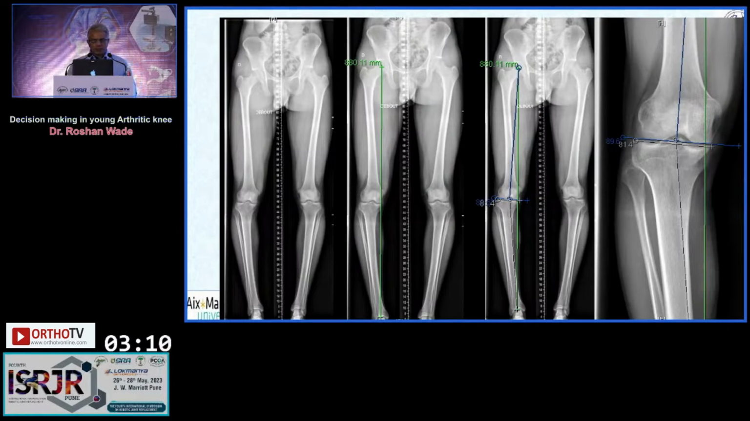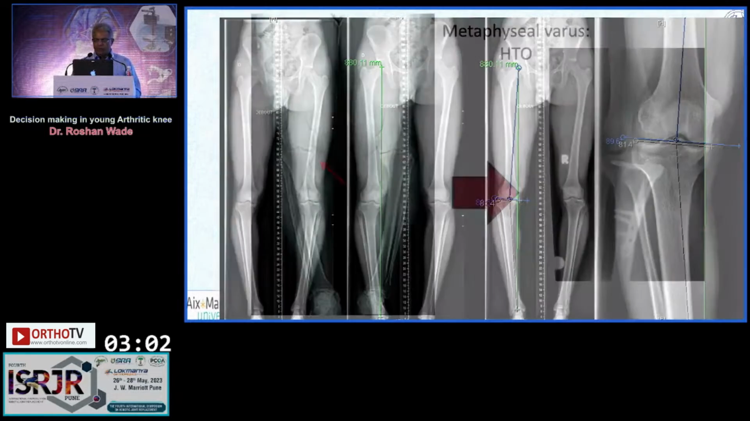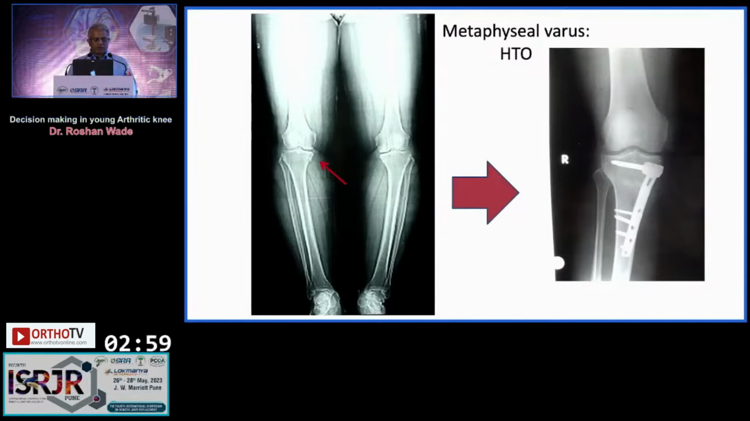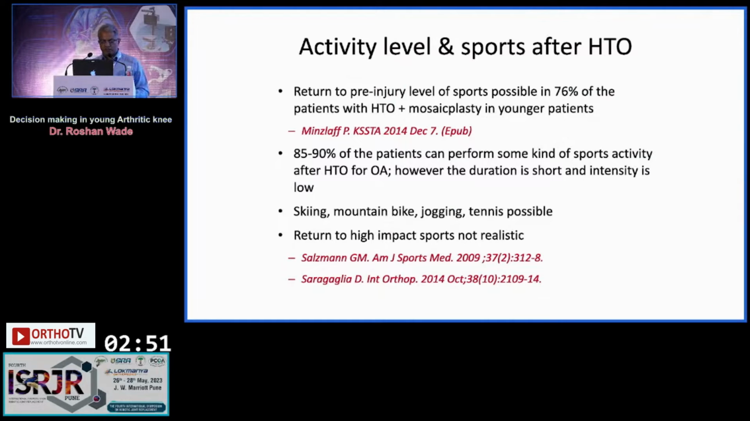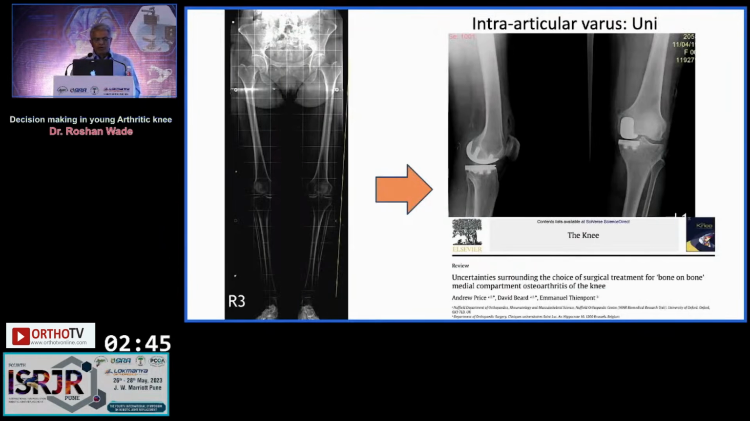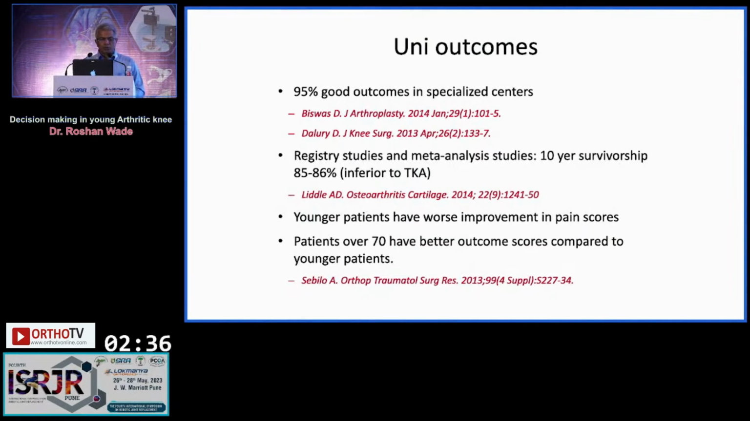Addressing the issue, one has to understand that alignment is the key. The first thorn is the alignment, and unless you correct the alignment, you are not going to get the optimum result. Metaphyseal varus of the knee joint can be addressed by high tibial osteotomy. And why is this important? Because the outcome measures of high tibial osteotomy after correction of metaphyseal varus are far, far better. The intra-articular varus, which is better corrected by uni, can give you a better outcome. This has been presented by many researchers, who get almost 95% good outcomes, especially in a specialized center, even with non-robotic surgeries.